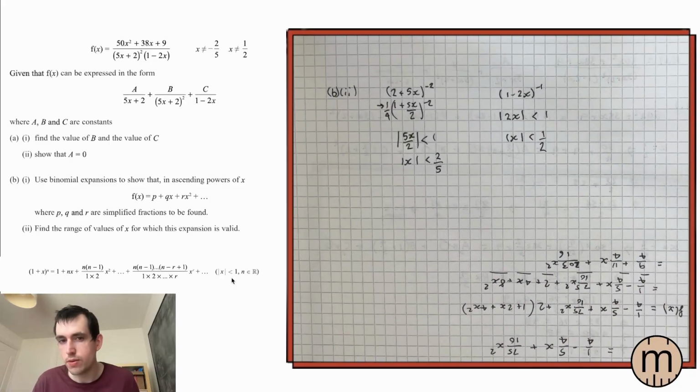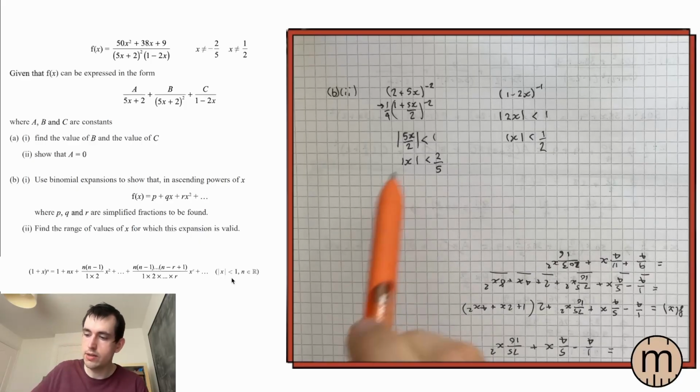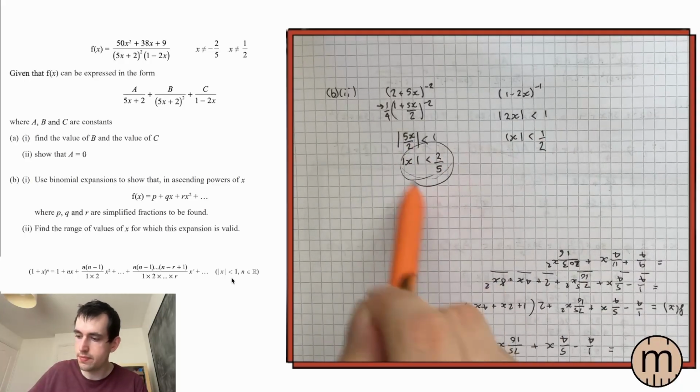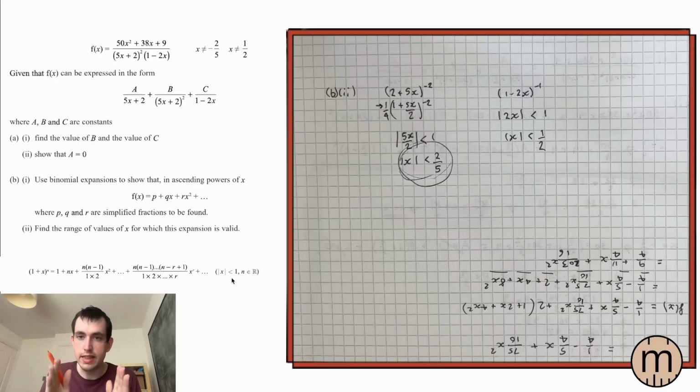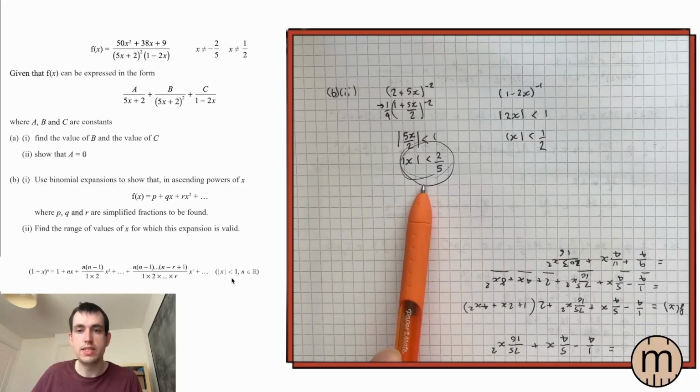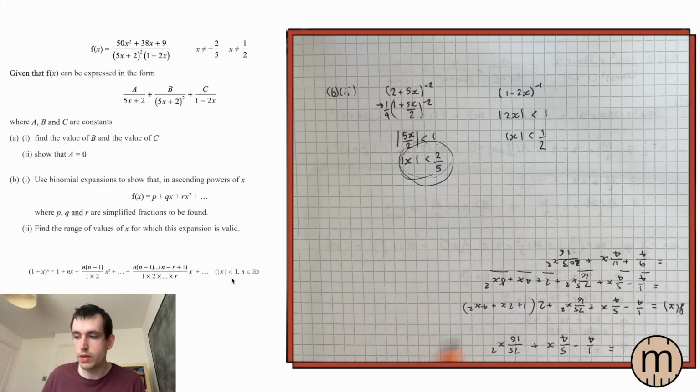We seem to have two answers though. Which one of these is going to be correct? There's only one correct answer here. And it's going to be this one. The reason is that's a smaller range. For example, if you take the value 0.45, that works for this expansion because it's less than a half, but it doesn't work for this expansion because it's not less than 0.4. So when you've got multiple, maybe 2, maybe 3 different validities, then we want to take the smallest one. So that's the answer to part B double I. And that's it for 11 marks.